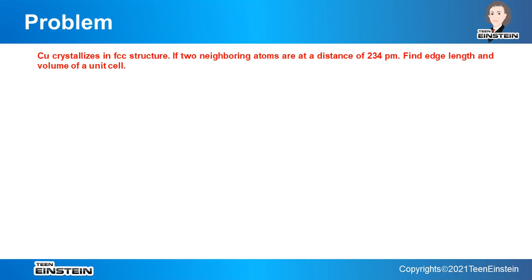Another problem we will solve. Copper crystallizes in an FCC structure. If two neighboring atoms are at a distance of 234 picometer, then we have to find out the edge length and also the volume of the unit cell.